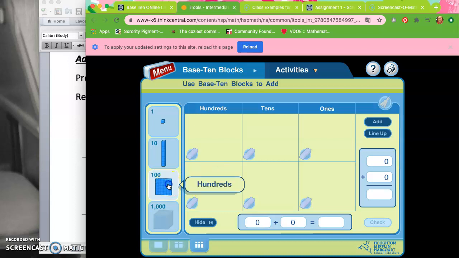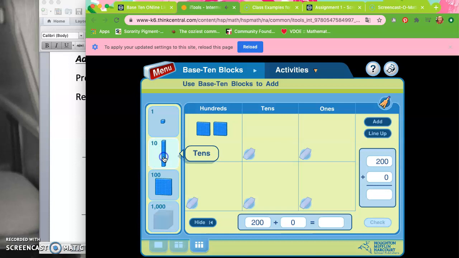So we're going to start with our hundreds. We're going to put them up here. We have two hundreds. We have five tens. And we have nine ones. Oh, come on. All right, so we have 259, it popped up over here.